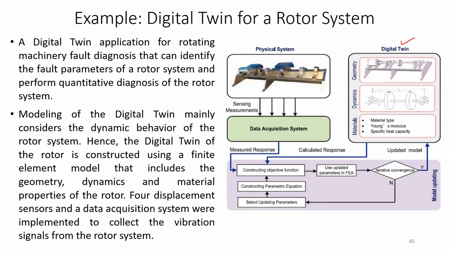So now we will look at a real-world IIoT application, how a digital twin can be used for fault diagnostics in rotating machinery like a rotor. In this case, the digital twin is built using a finite element model that mirrors the physical rotor in terms of its geometry, its dynamics, and its material. So this includes even the Young's modulus and specific heat, etc.